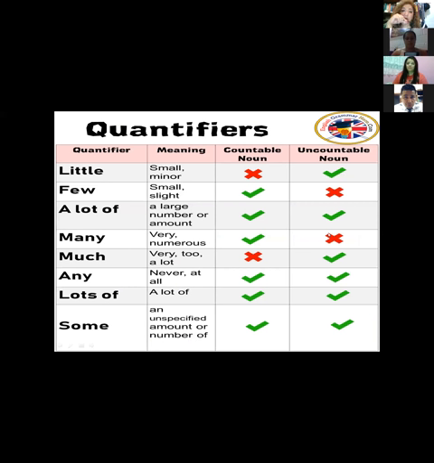Good. Now, here we have some quantifiers that we're going to study today. I want you to pay attention to this because these are the most common quantifiers. This is a very important topic. We use quantifiers when it is not possible or you don't want to give the specific number. For example, you don't want to say 5 or 10, you can use quantifiers. All right?